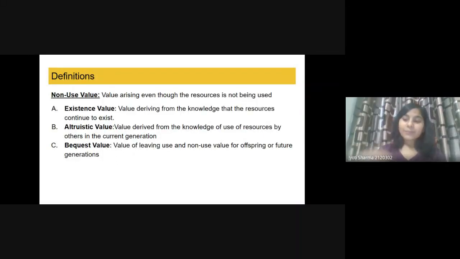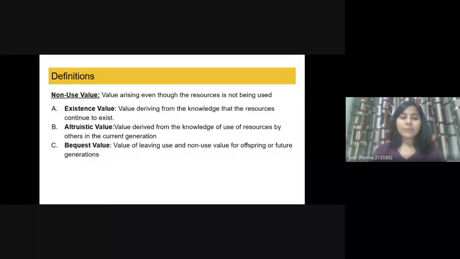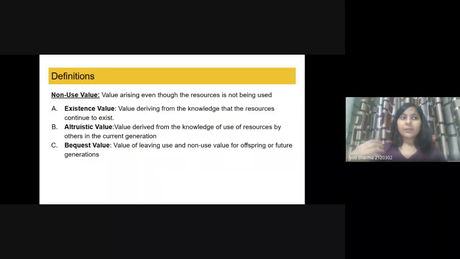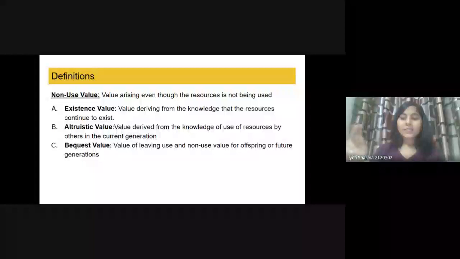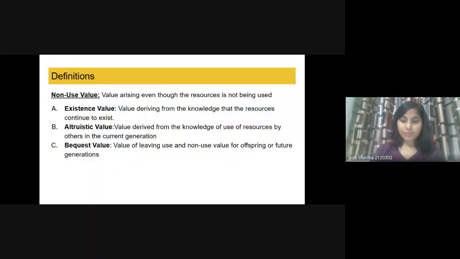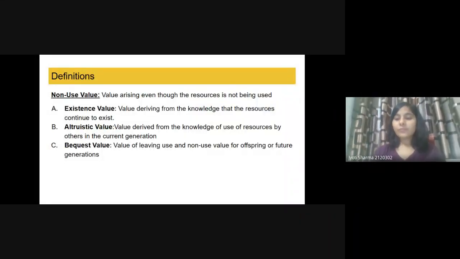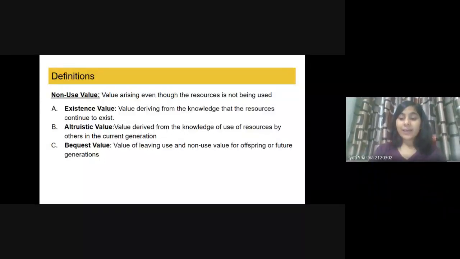Okay, so it means that, for example, you know that you have one house to reside in, and you also have two properties. And you know that these two properties can help you in the future. So you are satisfied that you can use them in the future. So this is a kind of existence. You know that you have two properties that exist, and that can give you benefit in the future. So this kind of value will come under the existence value.